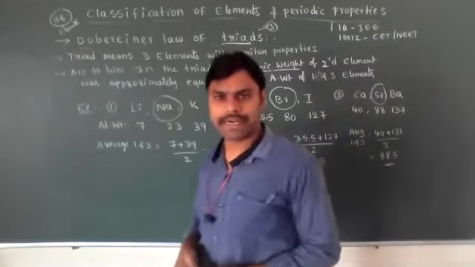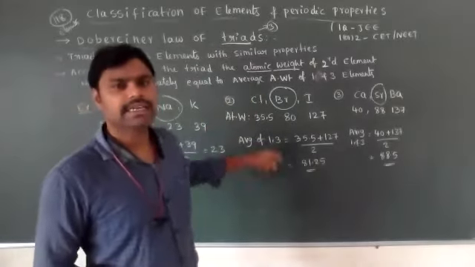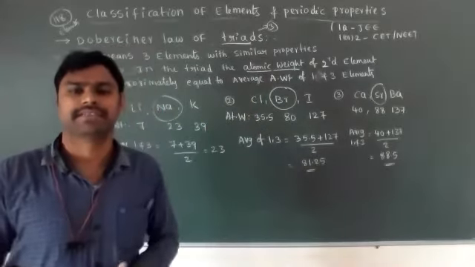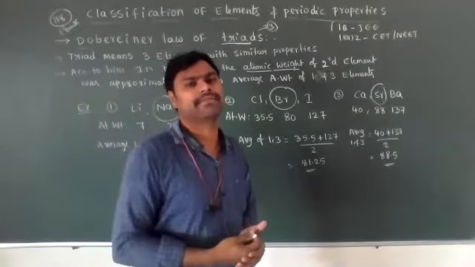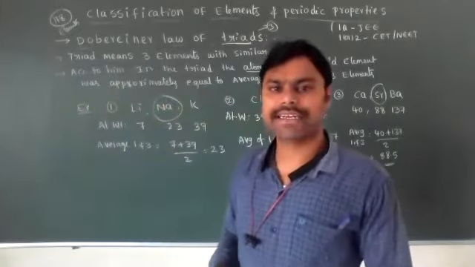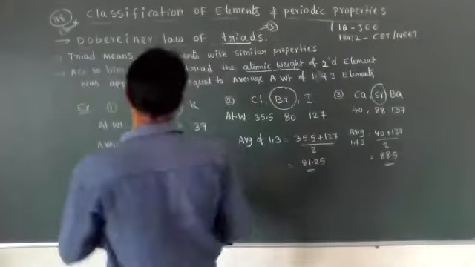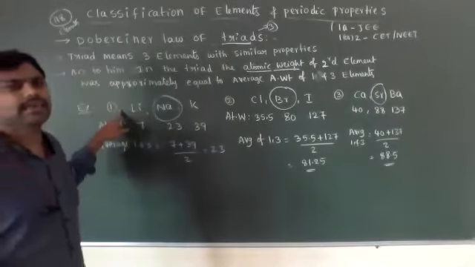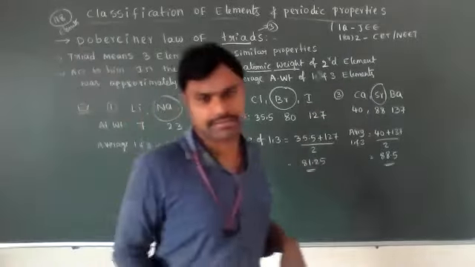The atomic weight of the middle element, the second element, is the average of the first and third elements. Such groups are known as Dobereiner triads. He gave some examples. The first Dobereiner triad is lithium, sodium and potassium.